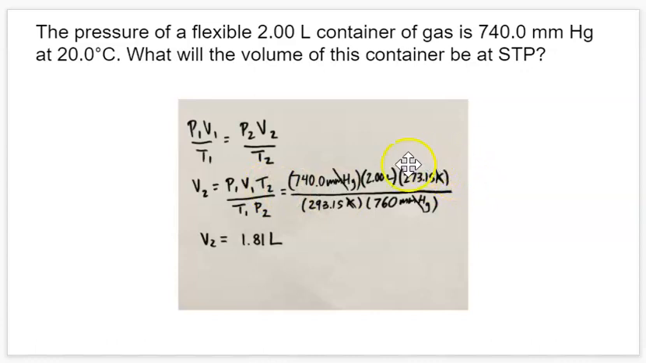We have our T2, which is 0 degrees Celsius, or 273.15 Kelvin. And then our initial temperature, which was 20 degrees Celsius, aka 293.15 Kelvin, and then divided by P2, which was 760 millimeters of mercury. You can see here millimeters of mercury cancel out, Kelvin cancels out, and we get units of liters, and we end up with 1.81 liters. This makes a lot of sense because the pressure and the temperature are going down, which likely means that the volume is going to decrease a little bit as a result. So that's the combined gas law, and I'll see you in 3.5.